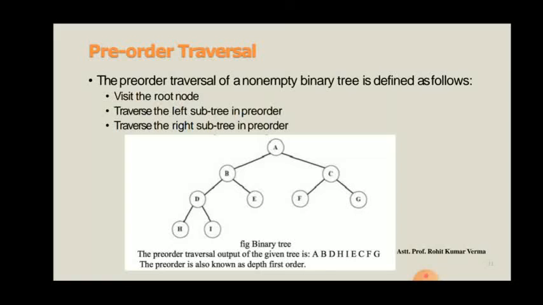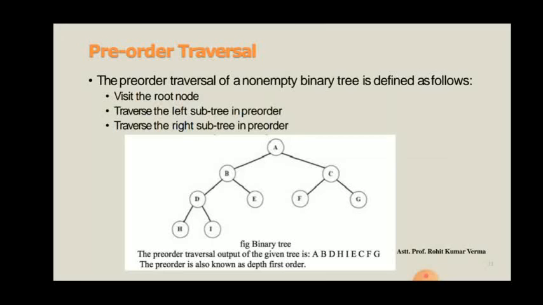Then we have to visit the left subtree. So in the left subtree we have F. Then we have to visit the right subtree. In the right subtree we have G. So this is our pre-order traversal for this tree. And dear students, always remember the pre-order traversal is also known as depth first order. What is depth first order?